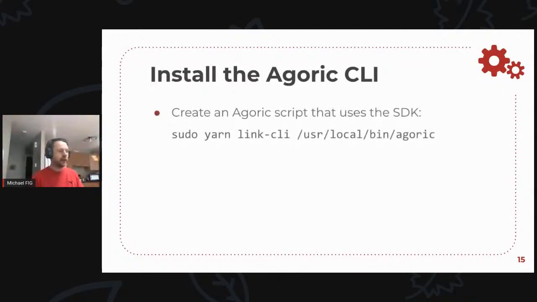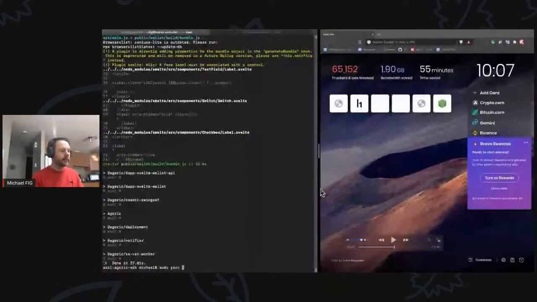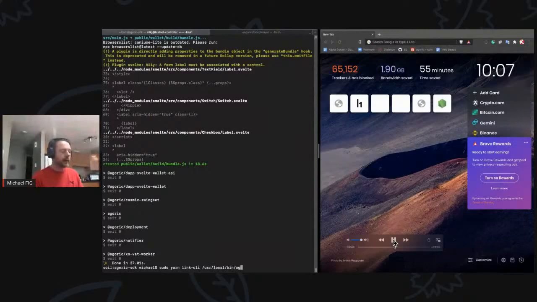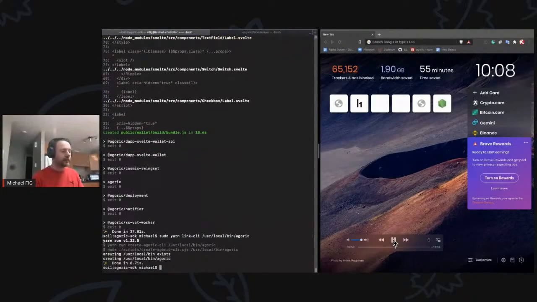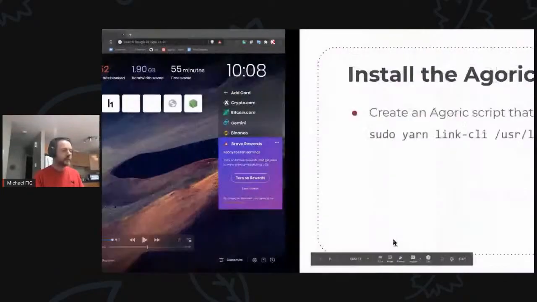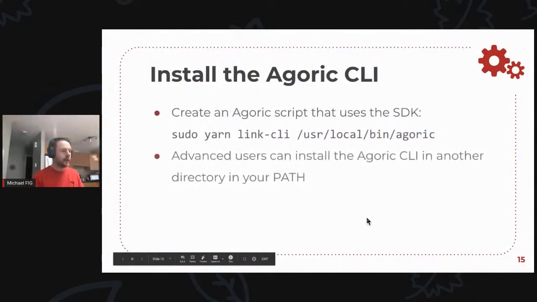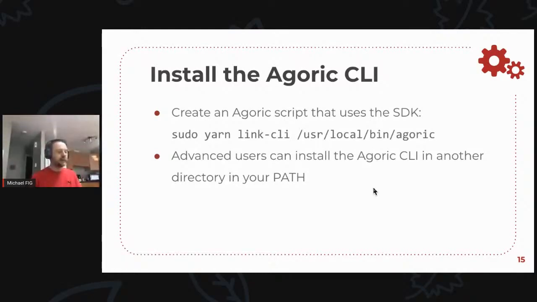And installing the Agoric CLI, we're going to do this with sudo to install it in the user local bin directory. So link CLI. And this just creates a script for us and populates it. So you can install it in other directories besides user local bin if you're a more advanced user. It's just a matter of putting it somewhere where it's on your path.